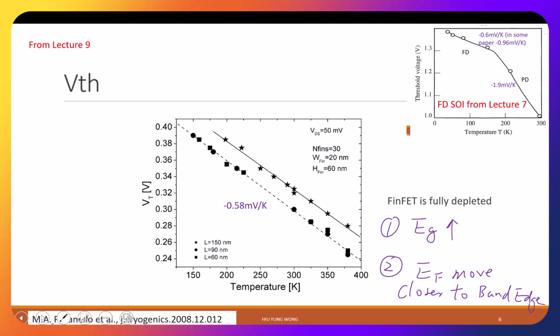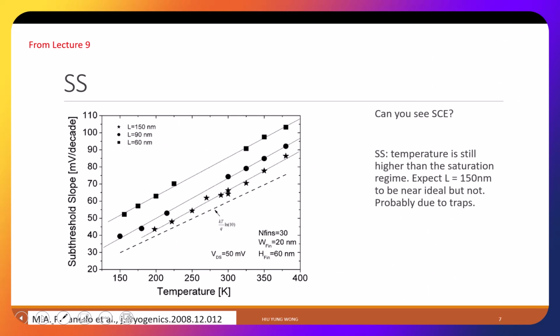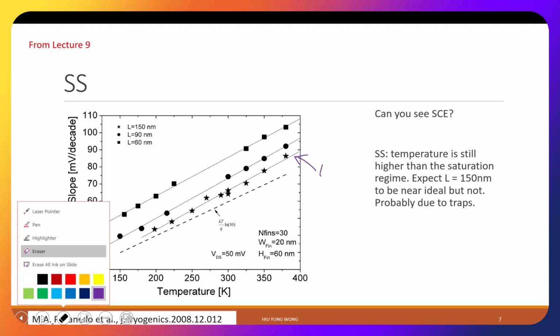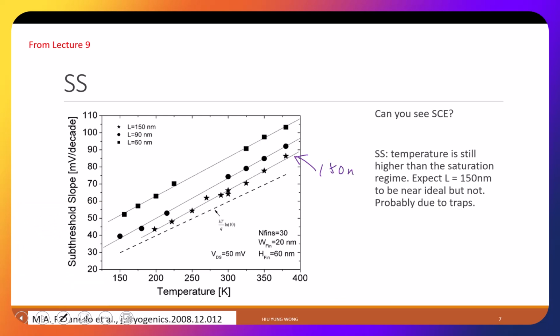There are so many things in this class, but this type of concept you need to instill into your brain, right? You have this concept when people ask you, when the temperature goes down, what happens? Subthreshold slope, of course, will reduce, okay? Here particularly, I want to say something. This is the transistor for 150 nanometer gate length. And this is for the gate length equal to 60 nanometer.